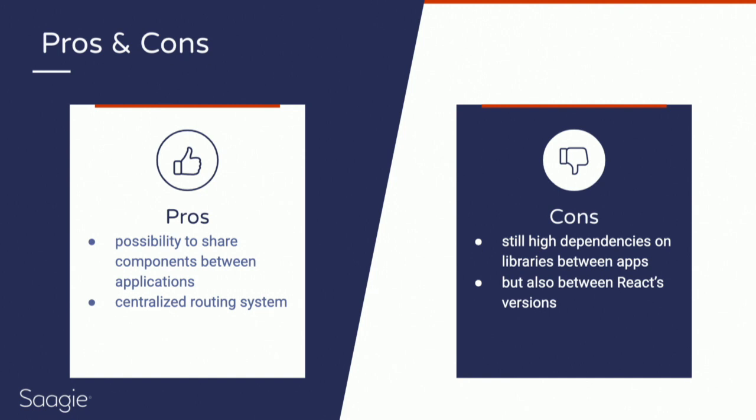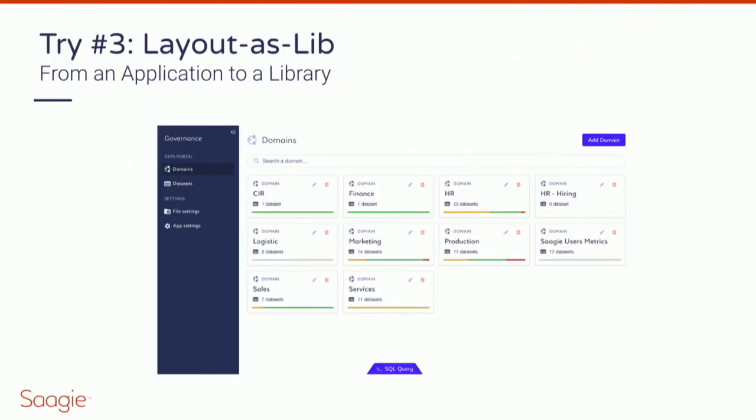So we stopped after the first integration and moved to the third try. For the third try, we decided to reverse the logic. So we moved the layout from an application to a library.